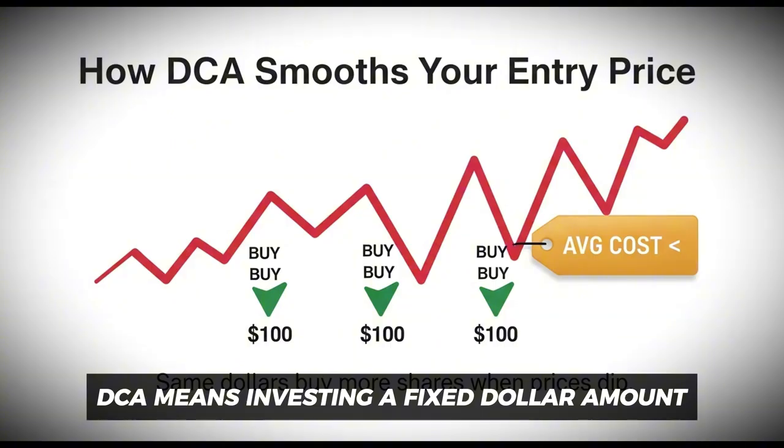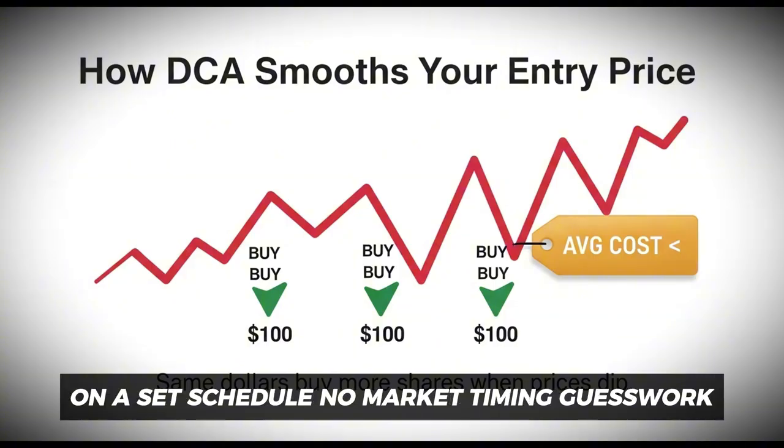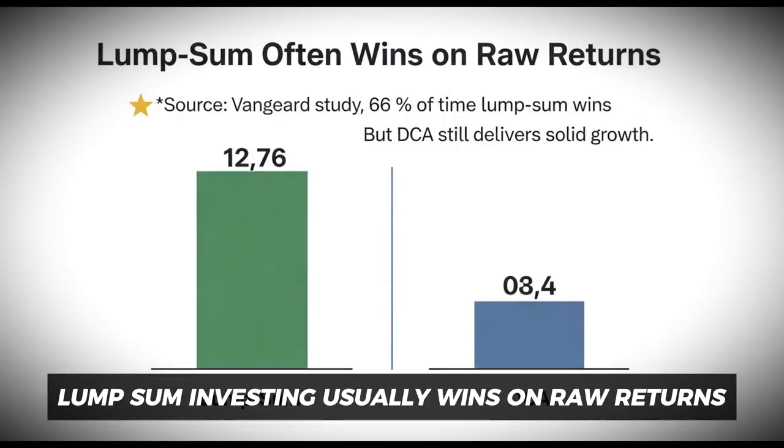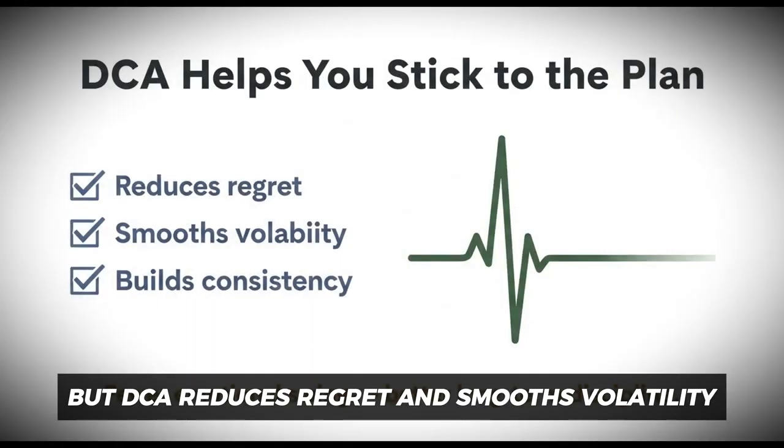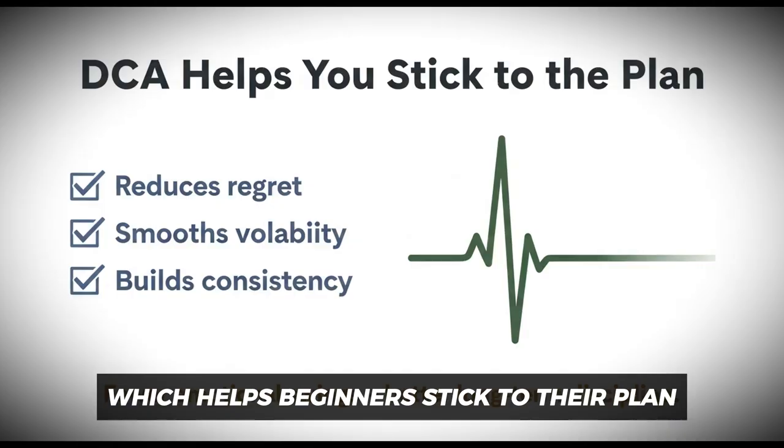Dollar cost averaging, DCA. DCA means investing a fixed dollar amount on a set schedule, no market timing guesswork. Vanguard research shows lump sum investing usually wins on raw returns, but DCA reduces regret and smooths volatility, which helps beginners stick to their plan.